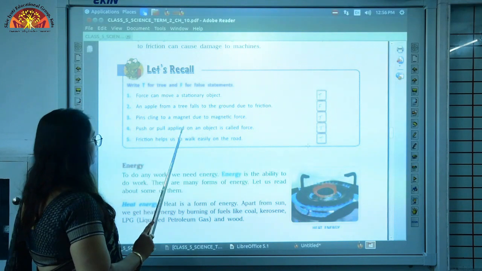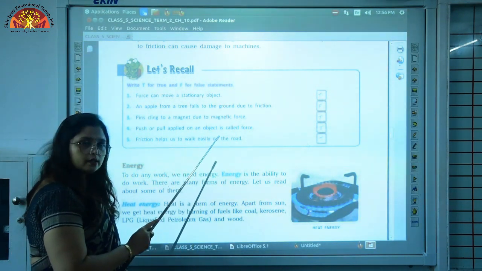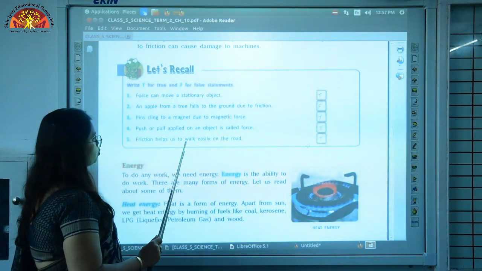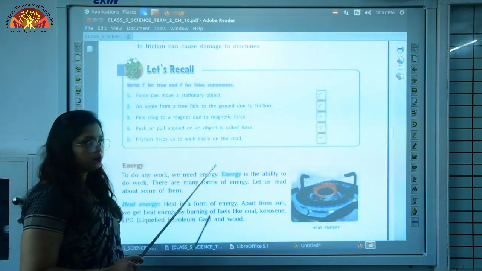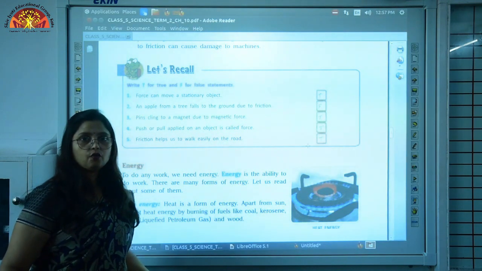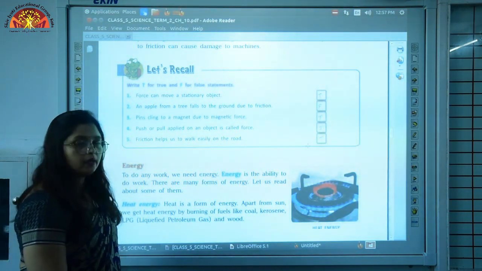Push or pull applied on an object is called force. This is also a correct statement. So, we will write T over here. Friction helps us to walk easily on the road. This is also a correct statement. So, we will write T over here because friction avoids slipping on the floor. So, this was the exercise.